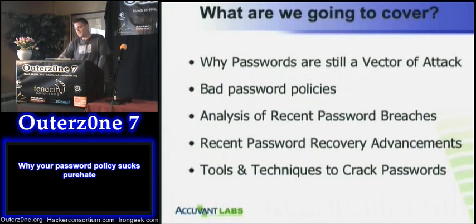So the things that I want to cover are why passwords are still a vector of attack. One reason is people are always saying, you know, passwords went out 4 or 5 years ago. As soon as we made passwords over 8 and 10 characters, tools like John the Ripper became useless because it takes so long for CPU-based password cracking. And so we'll talk later about some of the techniques that have brought passwords back. Companies still have bad password policies. I'm going to talk a little bit about those.